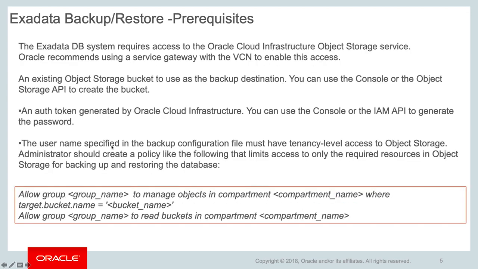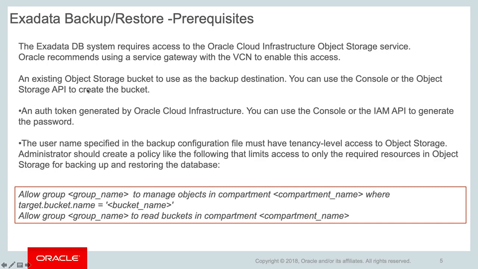Coming to the prerequisites of backup and restore, the Exadata database system requires access to the Oracle Cloud Infrastructure Object Storage service, and Oracle also recommends using a service gateway with the VCN to enable this access. This is what we briefly discussed when we were looking at the Exadata Cloud Service overview, where I created a service gateway and associated it with the backup configuration. That means the routing rule to your object storage bucket was configured as part of provisioning.